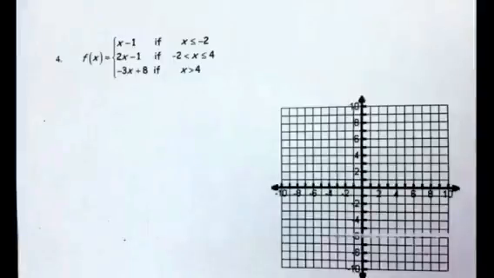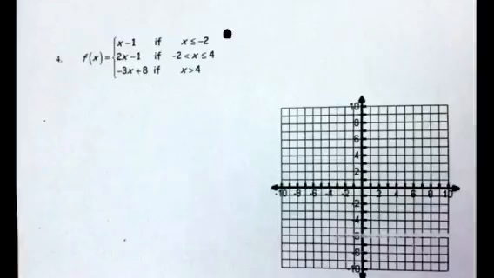Okay, we are going to practice graphing number 4 in your piecewise functions packet. So the first thing I'm going to look at are the constrictions, or the domain, for each of these three equations. And the first one, x minus 1, that's the top row here, if x is less than or equal to negative 2. And because it's less than or equal, it's going to be a closed dot.